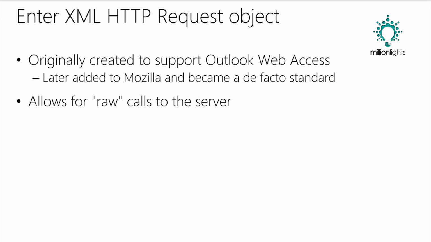Now, this object has actually been around for quite a while. It actually came to be in 1999. It was originally created by Microsoft to support Outlook web access. And then Mozilla went in and created their implementation, which eventually just became the de facto standard. And pretty much every browser that's out there, even going all the way back to like IE6, is going to have support for XML HTTP request.